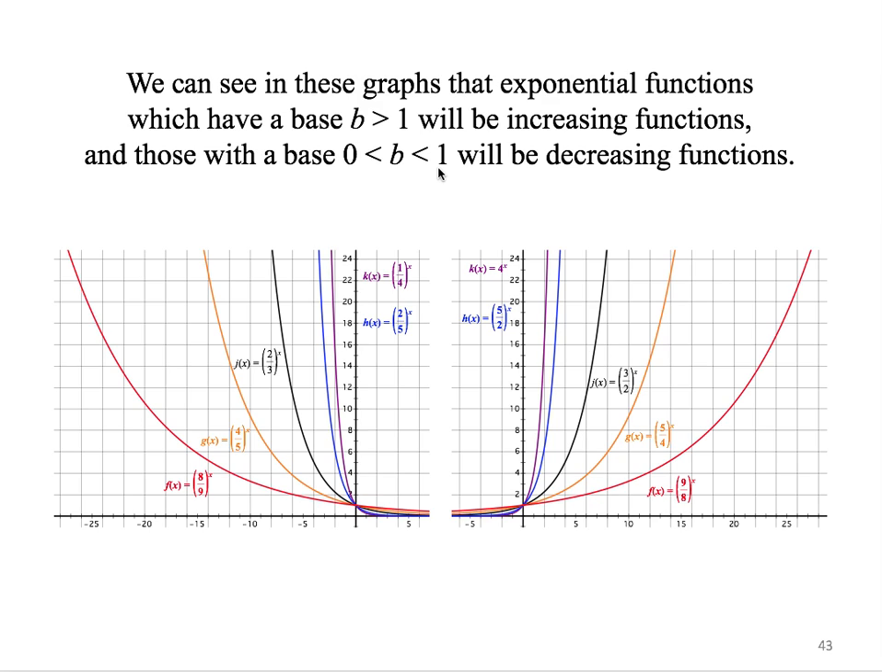0, but between those two, then we will have a decreasing function. And we can see that 8 ninths, 4 fifths, 2 thirds, 2 fifths, and 1 fourth are all between, those are values between 0 and 1. And the smaller the value, the steeper the decrease, the faster the decrease.